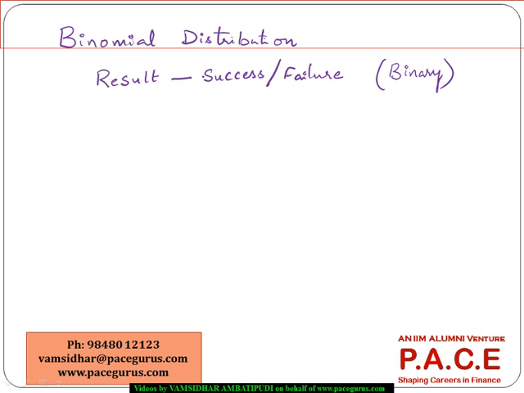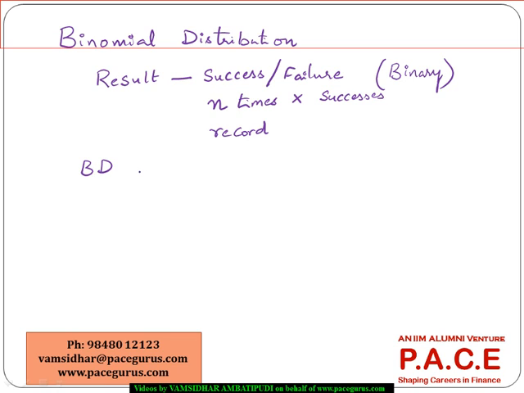My result is taken in the form of success or failure, and if I really want to assess, out of n times I have done something, what is the probability that I have got x successes? So I am planning to record the number of successes or failures if I am doing some experiment so many times. That is where we take the help of binomial distribution.